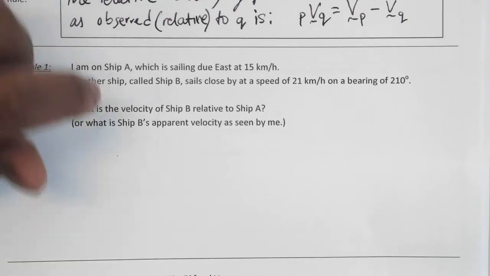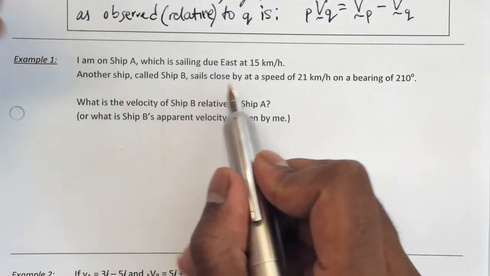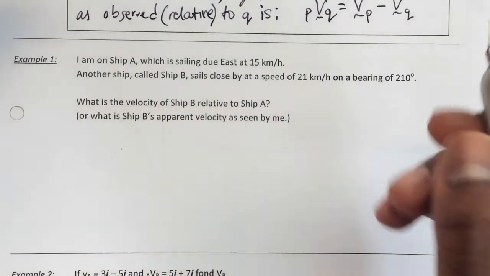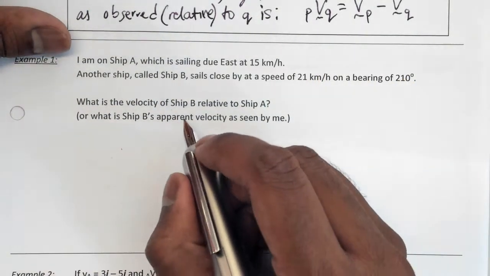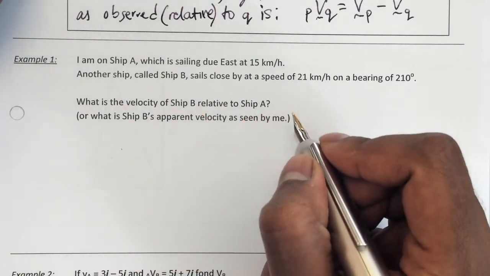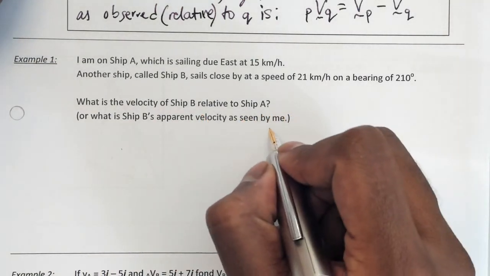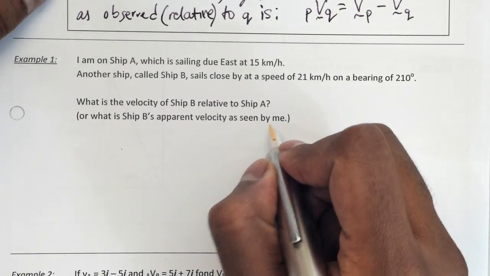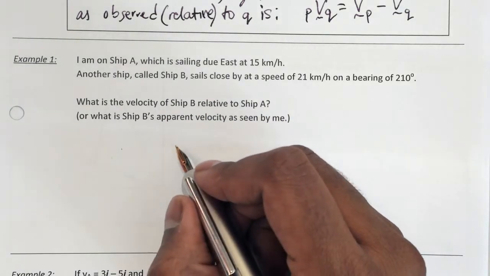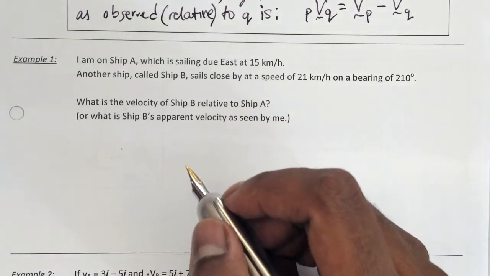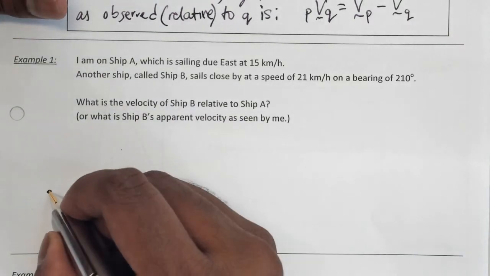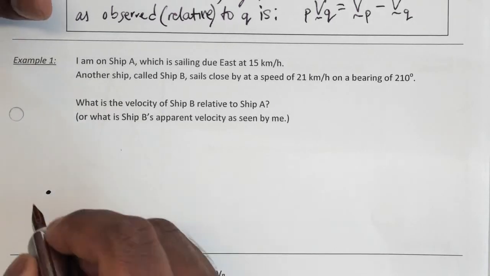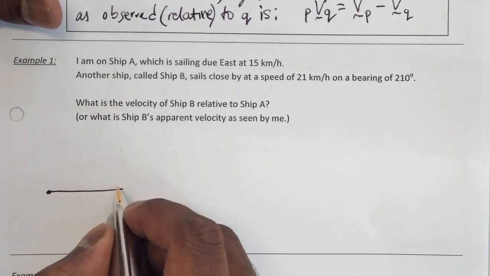Anyway, so another ship called Ship B sails close by at a speed of 21 kilometers per hour on a bearing of 210. What is the velocity of Ship B relative to Ship A? So you are on Ship A. What is Ship B's velocity when you're looking at it? Alright. First of all, we'll start with a diagram. Let's start with, you're there, you're going east. So do a little diagram.